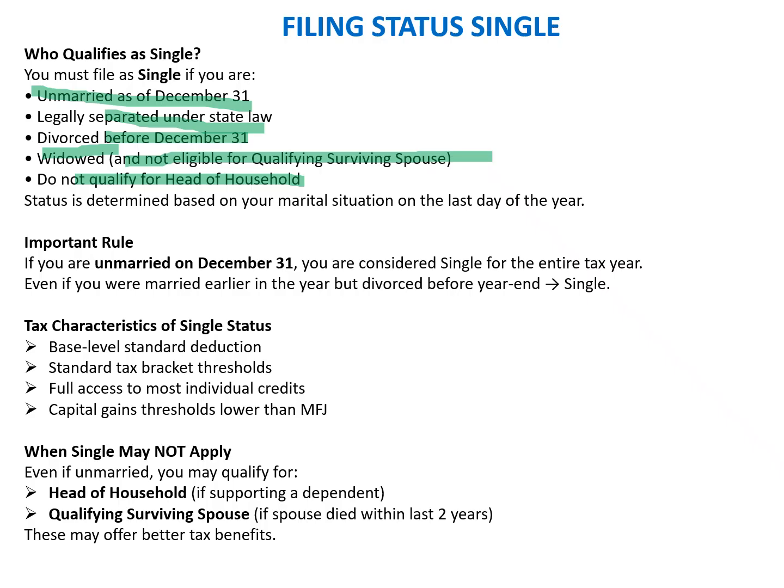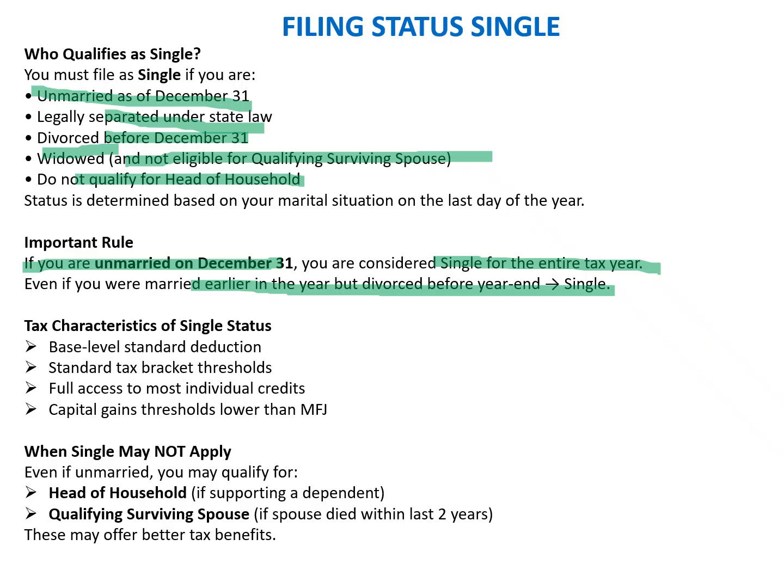Status is determined based on the marital situation at the last day of the year. Important rule: if you are unmarried on 31st December, you are considered single for the entire tax year. This is very, very important. Even if you were married earlier in the year but divorced before the year end, that means you are single. So if you're single, this status is applicable to you.